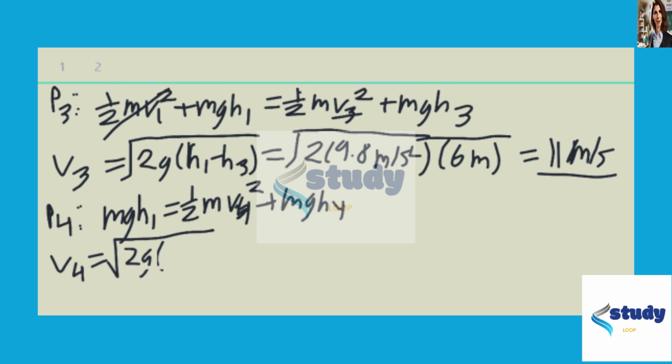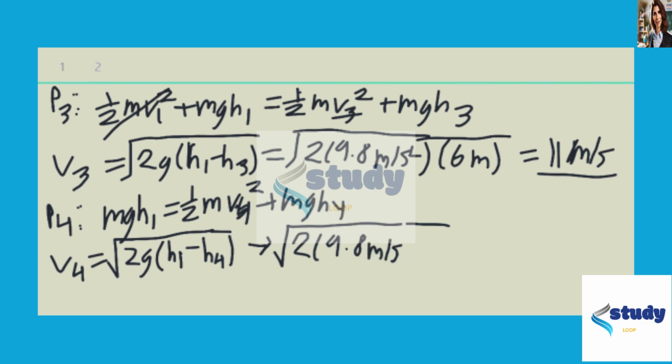It's actually going to be the same thing, h1 minus h4. Plug in our numbers, you get 2 times 9.8 meters per second squared times the difference in heights, which is 18 meters. And plug that into your calculator and you get 19 meters per second.